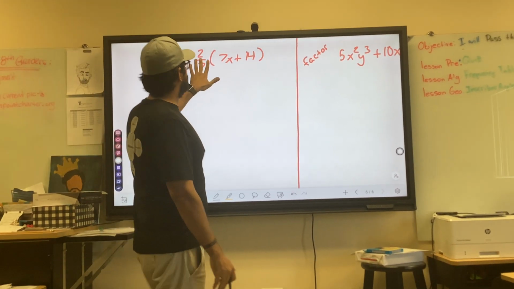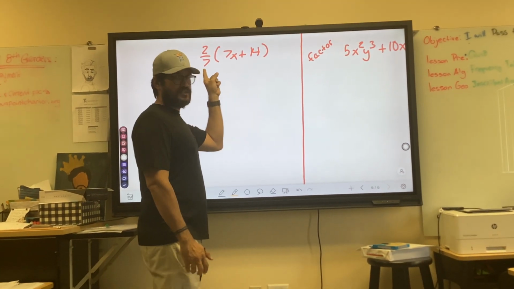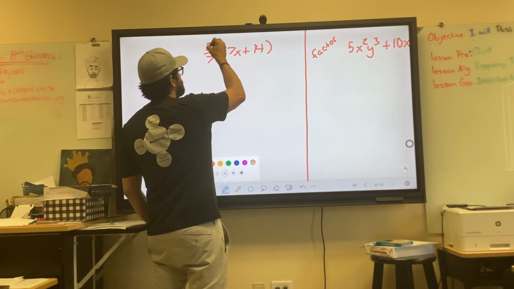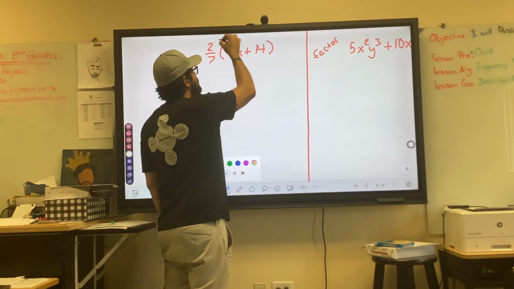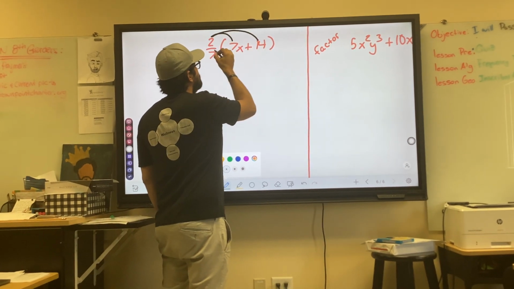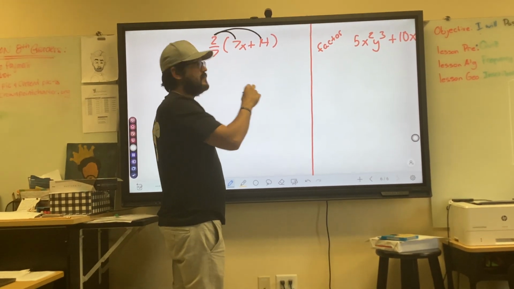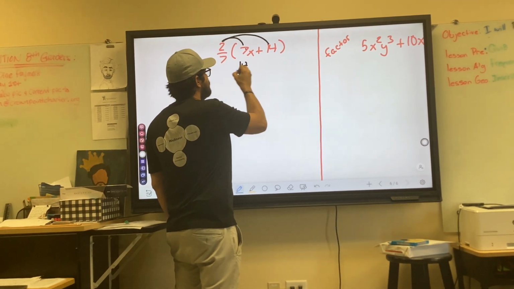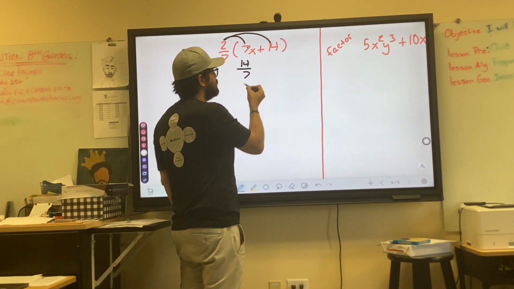Okay, so the first thing we're going to do is distributive property with fractions. To do this correctly, remember that the top number is multiplying with everything that's in here, and then the bottom number is dividing everything. So this is going to be 2 times 7, which is 14, and then the 7 is going to divide. 14 divided by 7 is 2.